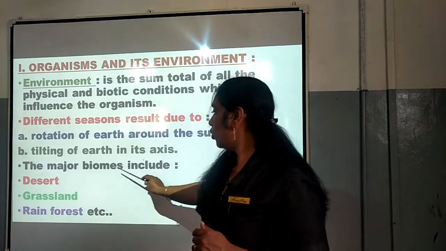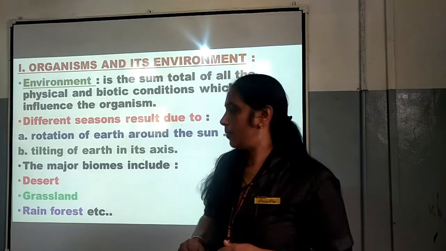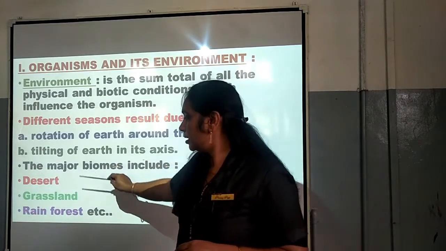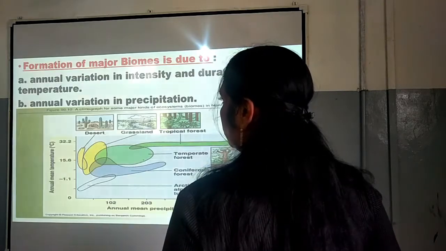Now, the major biomes include desert, grassland, rainforest, etc. The major biomes are desert, grassland, rainforest, etc. I think you would have understood about this one.